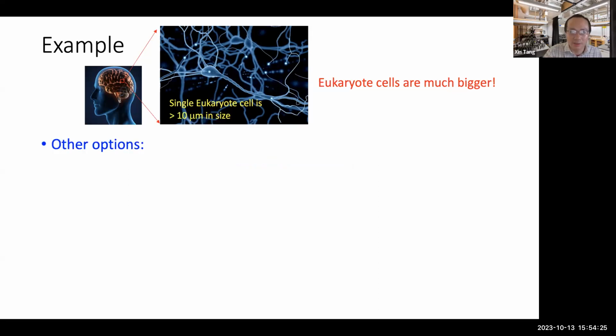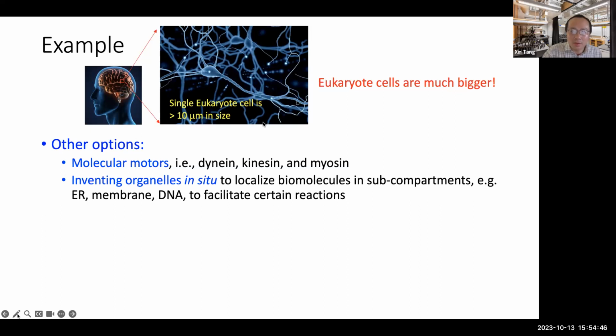So in this case, eukaryotic cells take other options. There are several options. One is motor proteins. Within eukaryotic cells, such as neurons, there are many motor proteins. They can run quickly along the cytoskeleton. Secondly, many neurons or other eukaryotic cells don't rely on trafficking. They can invent new organelles in situ and quickly localize the biomolecules in the subcompartments.